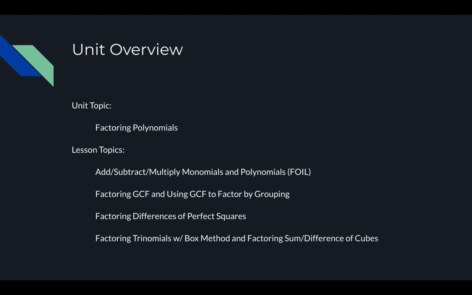So my CT and I kind of broke down. He showed me some of his notes from before. So we had 4 lessons. The first lesson was add, subtract, multiply monomials and polynomials using FOIL and other methods. And then the second one was factoring out the greatest common factor of different expressions, then using that greatest common factor to factor by grouping. Third lesson, third day, was factoring differences of perfect squares. And then the fourth day was factoring trinomials with the box method, which is really odd to me. I don't really seem to find it that effective. And factoring sum and differences of cubes.